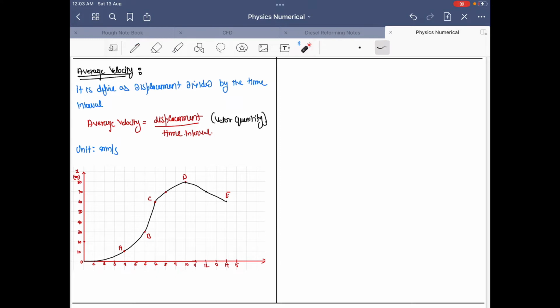So now we will look again at the same example. Here again the object is traveling from origin O to points A, B, C, D and E. Now here we will calculate the average velocity when the object moves from O to D.